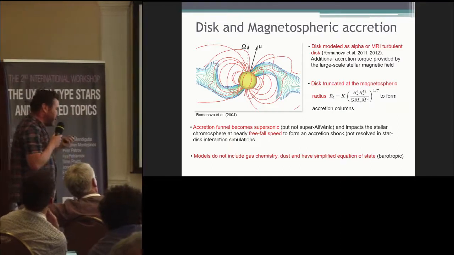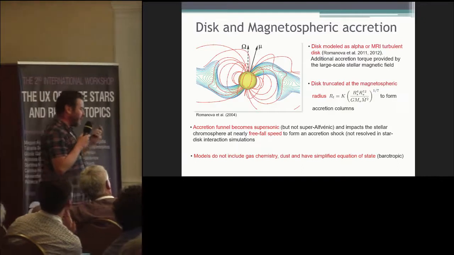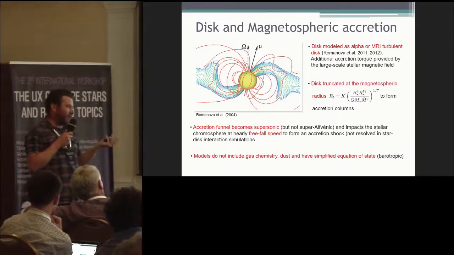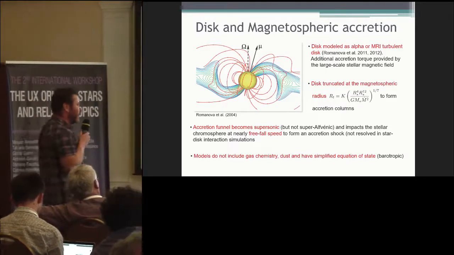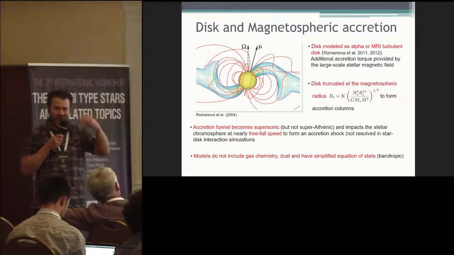One important point: in these models we cannot include, at least up to now, gas chemistry and the presence of dust, and we usually have a very simplified equation of state, like barotropic or something like that. Barotropic in the sense that the temperature is proportional to the density to some power.